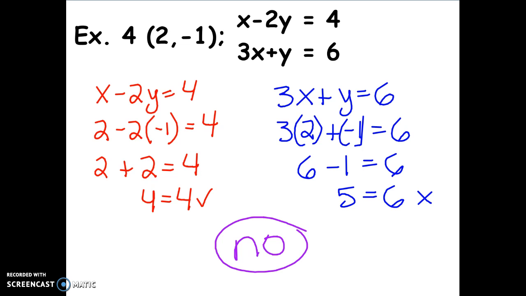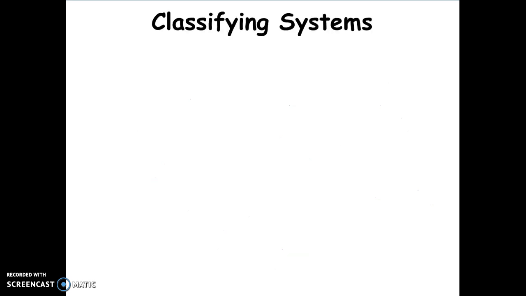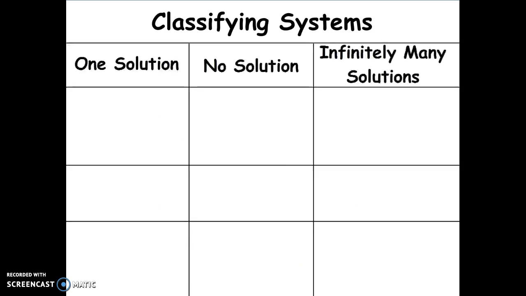Now, we're going to move on to the second part of this lesson, which is over classifying systems. So, this lesson will teach us how to look at a system of equations and be able to tell whether there's one solution, no solution, or infinitely many solutions. So pause the video here so you have a chance to create your table on your paper.